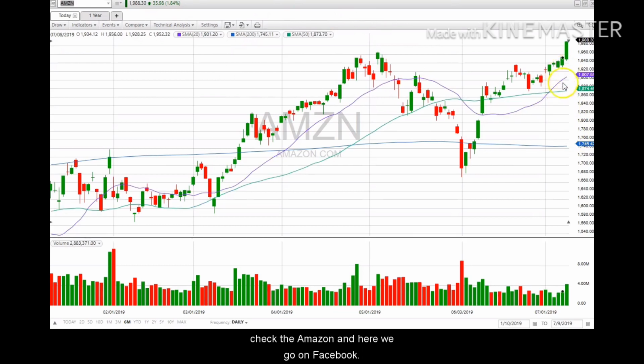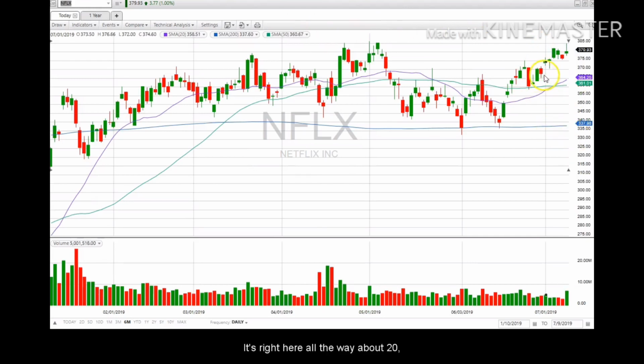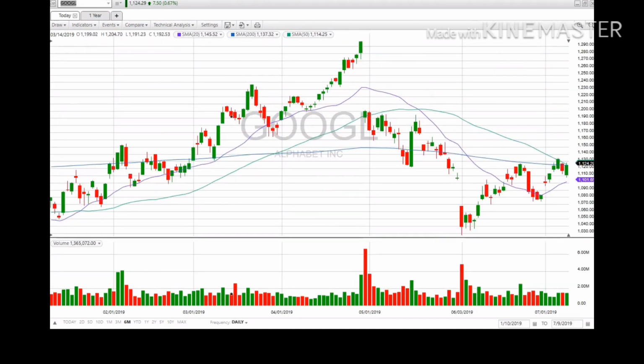Now let's quickly check Amazon, and here we go. Amazon, pretty much like Facebook, is all the way above, and even prior to today's price action it's still in a bullish trend. Now, last but not least, Netflix. It's right here, all the way above the 20, 50, and 200-day moving averages. Let's go back to Google to highlight it. Upon seeing those three, Facebook, Amazon, and Netflix, I was like, at some point Google has to catch up, right? So I triggered the long today.